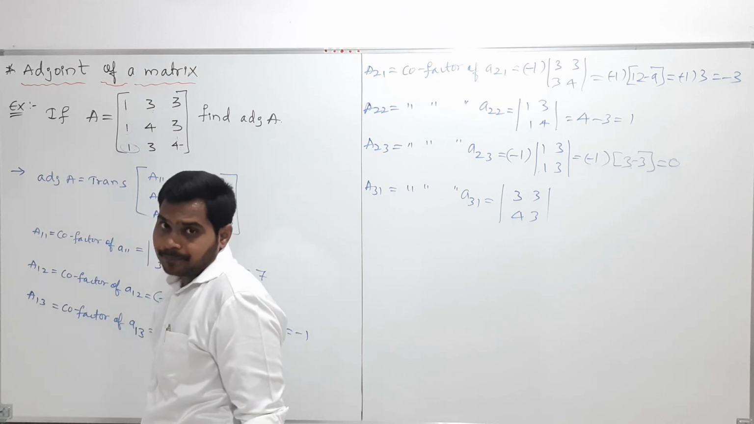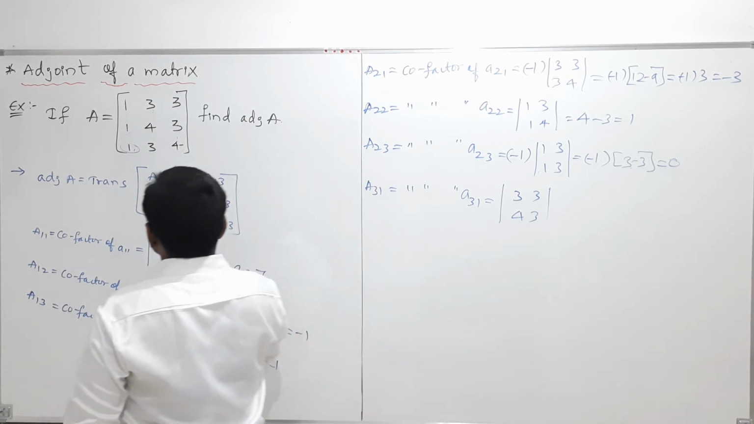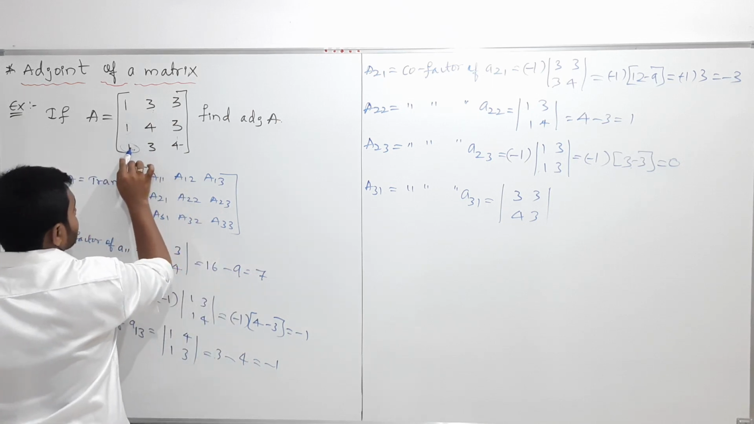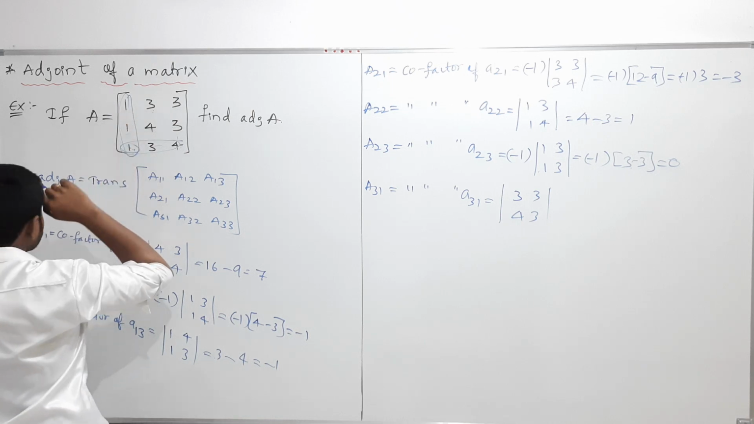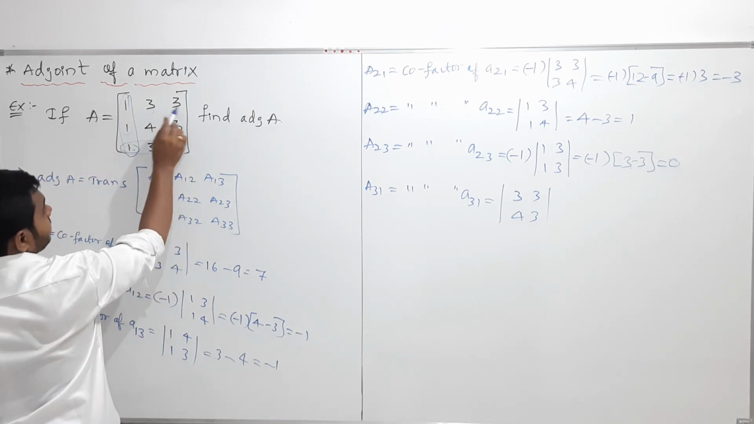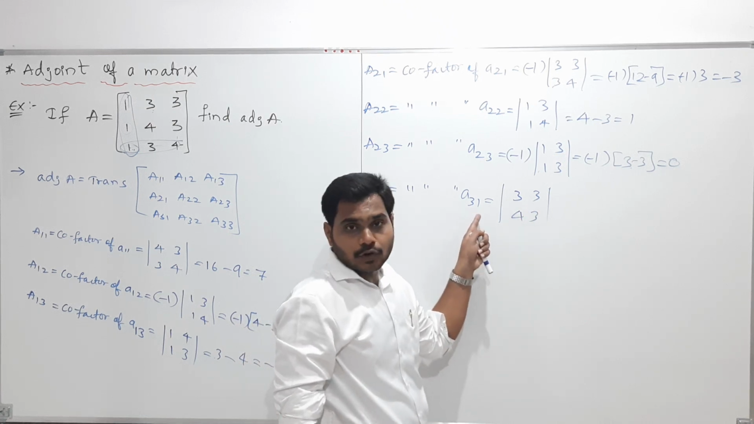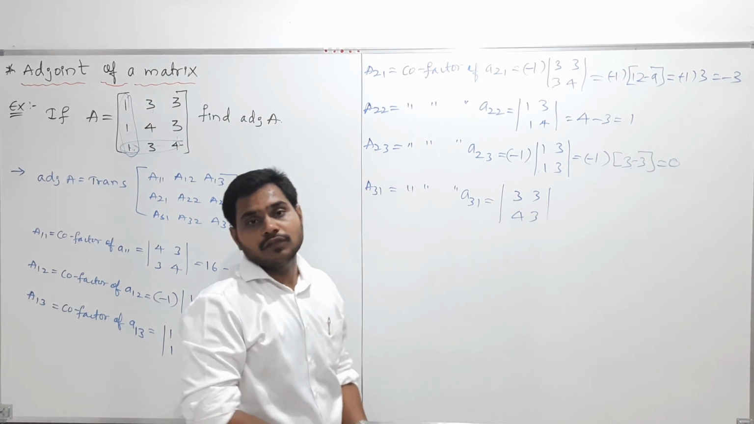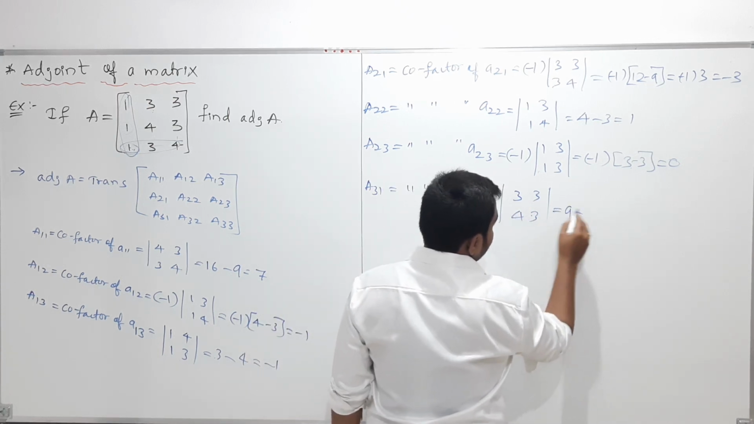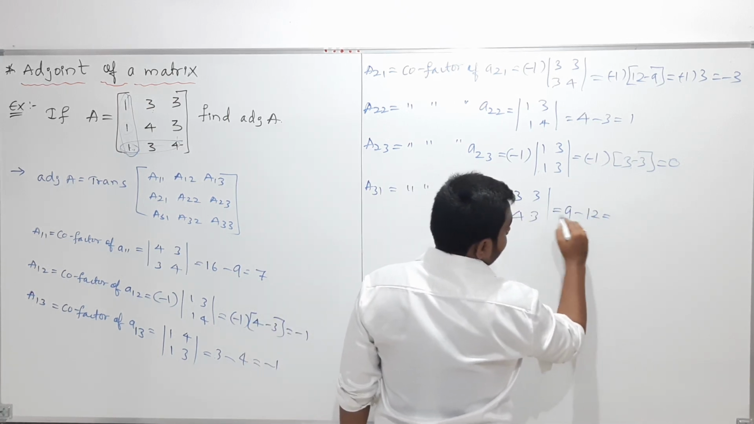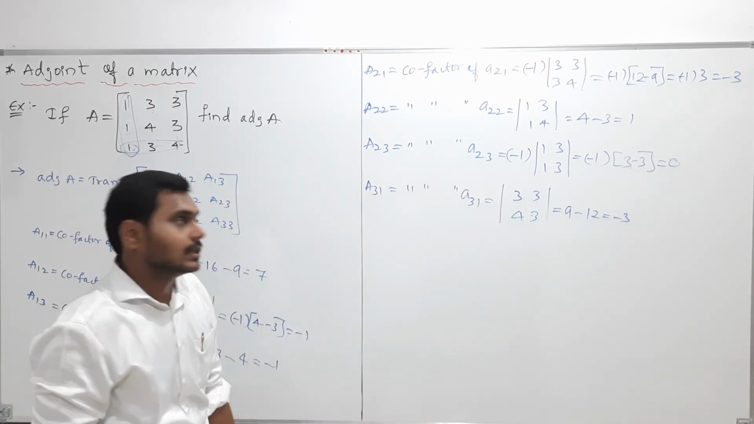A31 means this element. The minor I require means leave this row and this column. The remaining elements' determinant I am taking: 3 3 4 3. 3 plus 1 is 4, so you should take it as positive of the remaining elements' minor. This is equal to 3 threes are 9 minus 4 threes are 12. So minus 12 plus 9 is minus 3.